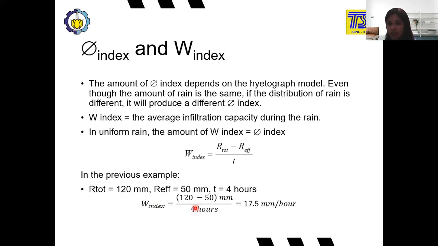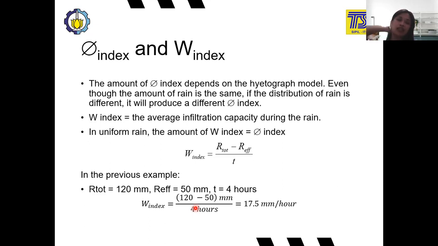But it doesn't happen in reality. It rarely happens, because usually the rain, after it reaches the peak, will be decreasing. So if the uniform rain does happen, the amount of W index will be equal to V index. And then we can calculate the W index with this equation: the total of the rainfall minus the effective rainfall, divided by the time duration.